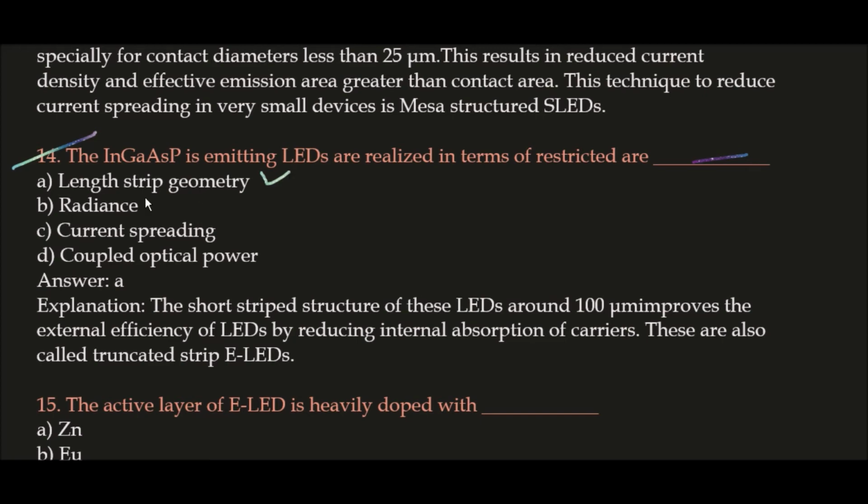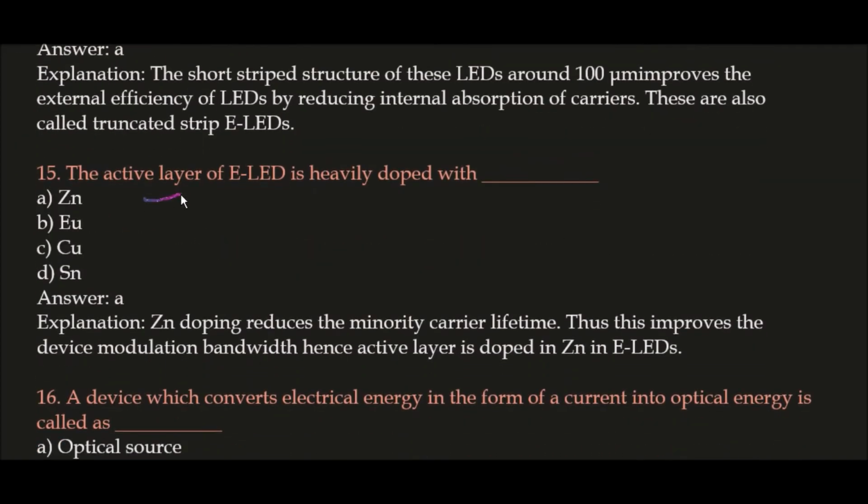Okay. Next question. The active layer of ELED is heavily doped with, correct answer is option A, Zn. Zn doping reduces the minority carrier lifetime. Thus, this improves the device modulation bandwidth. Hence, the active layer is doped with Zn in ELEDs.